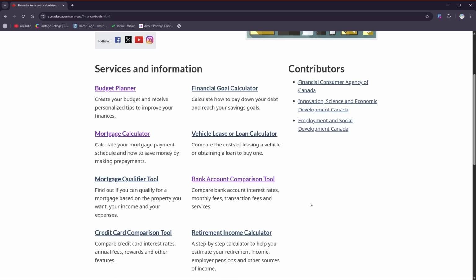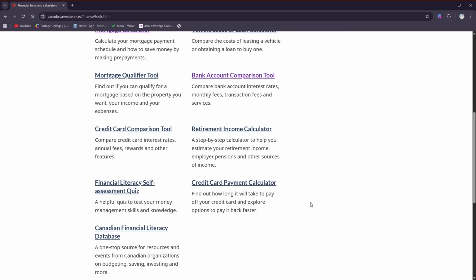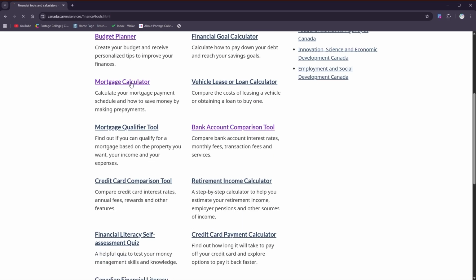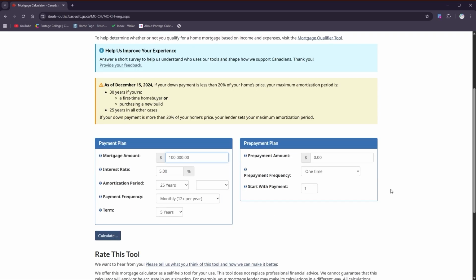Click on that, and as you can see, there are a whole bunch of different tools that are provided for free by the Government of Canada website. One of them is the Mortgage Calculator. If you click on the Mortgage Calculator and scroll down, it says that as of December 15, 2024, if your down payment is less than 20% of your home's price, your maximum term of your loan is 30 years if you're a first-time home buyer or you're purchasing a new build, but 25 years in all other cases. So we're going to use 25 years as our baseline term of loan.